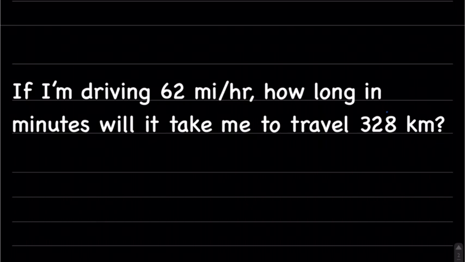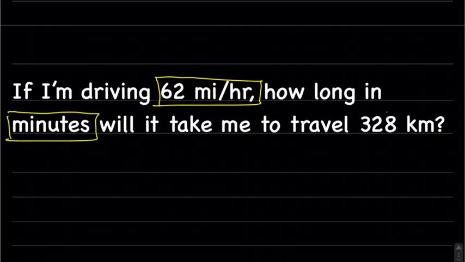Whew. So let's look at what we've got going on here. We've got 62 miles per hour. There's 2 units there, right? There's a distance unit, miles, and a time unit, hours. How long will it take in minutes? So we want to end up with a time unit. Will it take me to travel 328 kilometers? So I know I want to travel 328 kilometers.